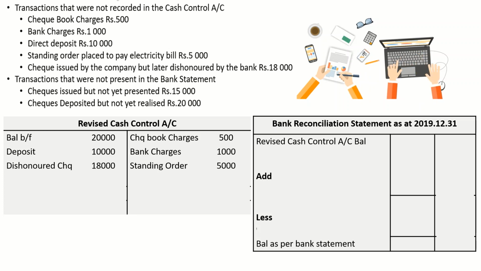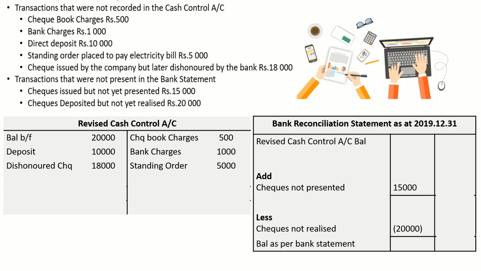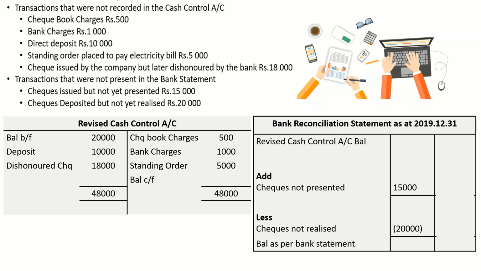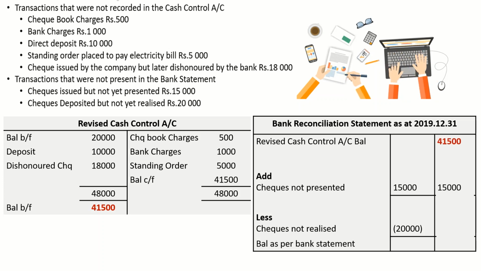Then checks not presented rupees 15,000. So you need to add them in the reconciliation statement, and then the checks not realized, you need to deduct them in the reconciliation statement. So finally, if you balance the account, you will get a sum of 48,000. So the balance carried forward is 41,500 and brought forward is 41,500. Then you must put it in the reconciliation statement and add the total of unpresented checks of 15,000, so 56,500, and deduct the total of unrealized checks, which is 20,000, so 36,500 balance as per the bank statement.